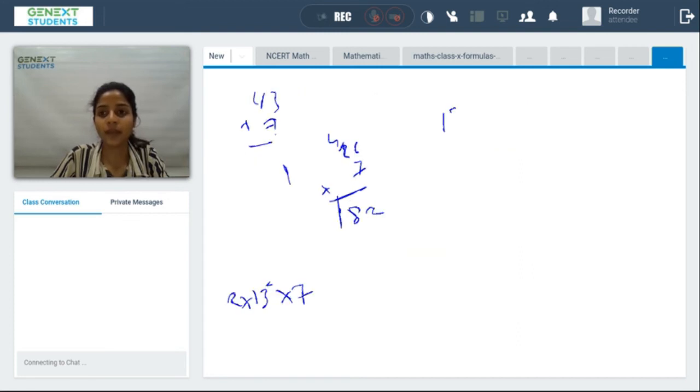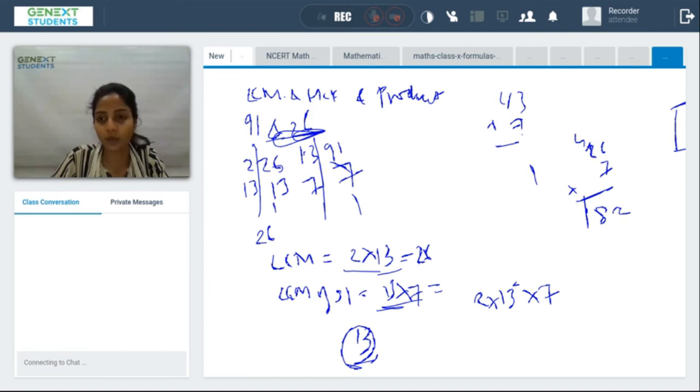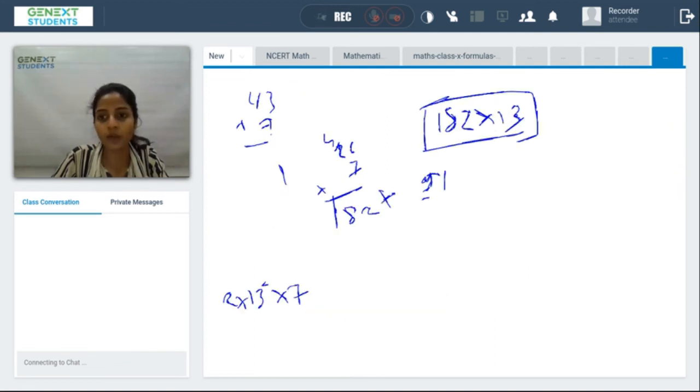7 × 6 = 42, 7 × 2 = 14, and 4 = 18. Now, if I just multiply 182 and 13, let's see what we get. This is what we got, these two numbers. And now I'll multiply 91 × 26 once and see what I get. 91 × 26 will be 606, 9 × 6 = 54, and again I'll get it over here.